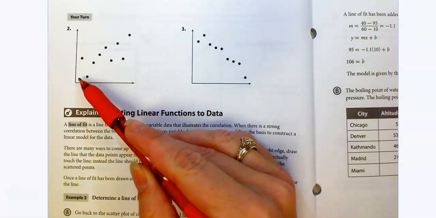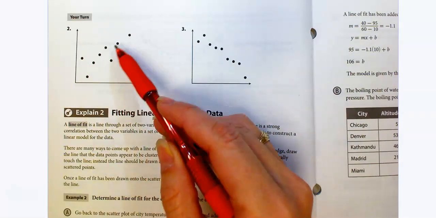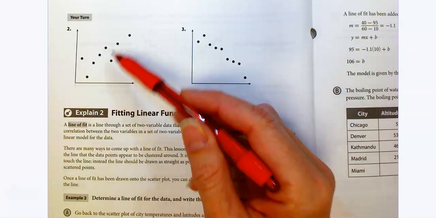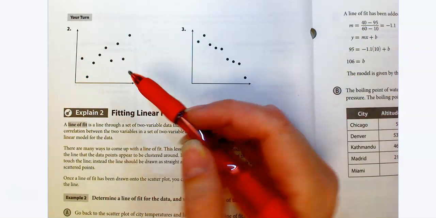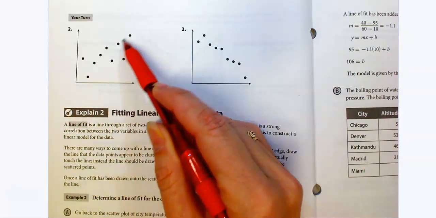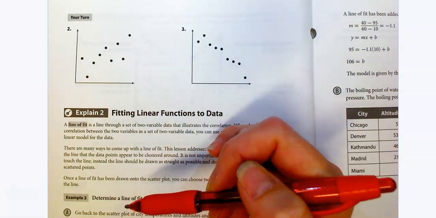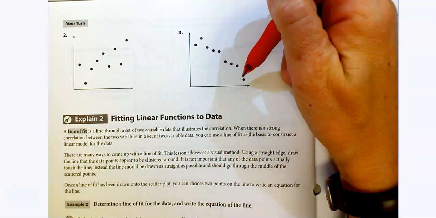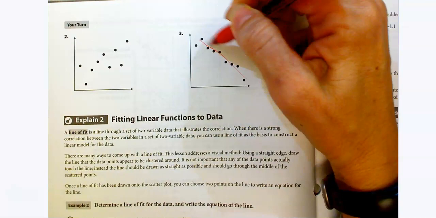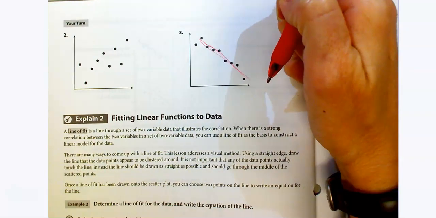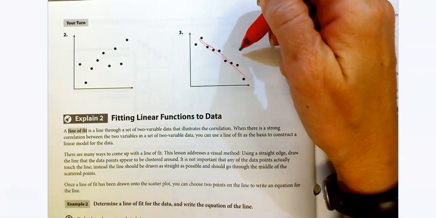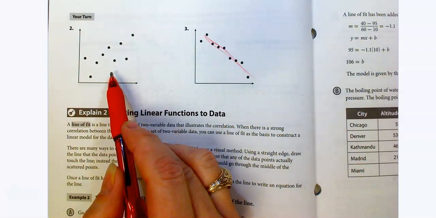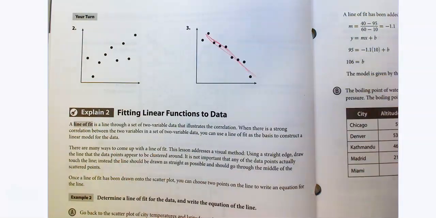For number 2, I think it's a positive correlation, but a pretty weak one, because there's a lot of scattering of those dots. They're not all close to some central imaginary line that I could draw. On number 3, this is a negative correlation, and I could draw a line through here and they're all fairly close to that line. So I would say this is a strong negative correlation. And again, number 2 is a weak positive correlation.